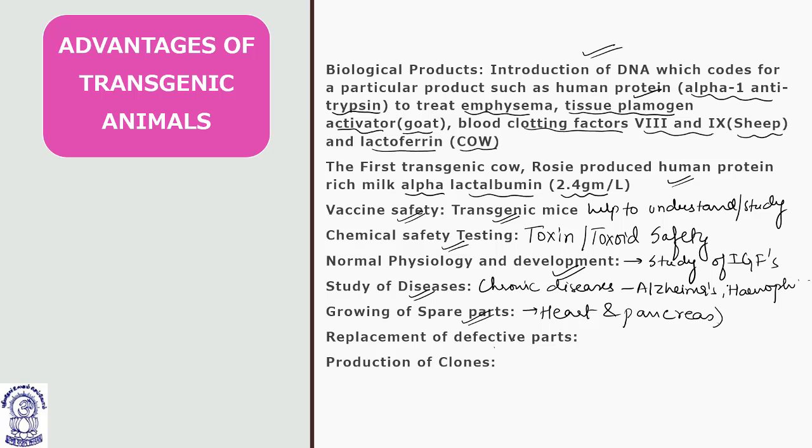Okay, replacement of defective parts. The transgenic animals help to replace the defective parts with freshly grown parts from own cells. Production of clones. They help to produce clones.